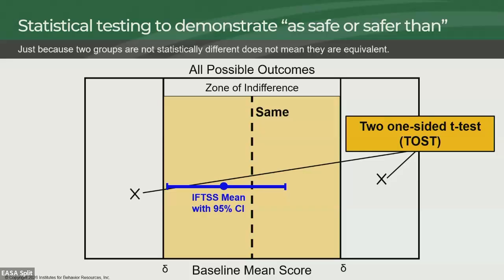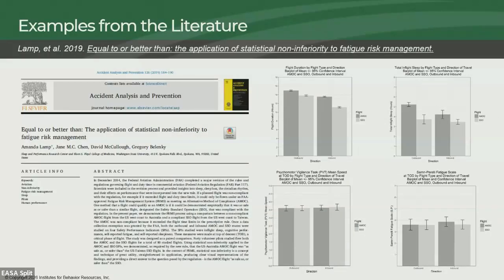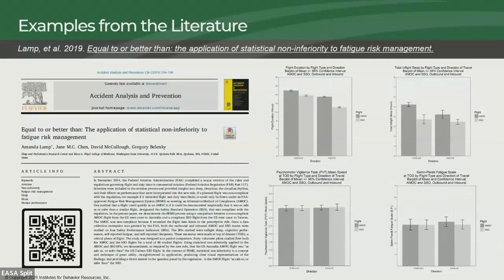I know this is a little difficult to visualize, so I am going to show an example from the literature. Again, QR code. This is a paper written by Lamp et al. They outline an AMOC that they submitted to the Federal Aviation Administration. This is one of the reasons I included those terms SSO and AMOC, because those are the terms they use in this paper. This paper does a very good job of describing not only the data they collected, but the statistics that they used and why.